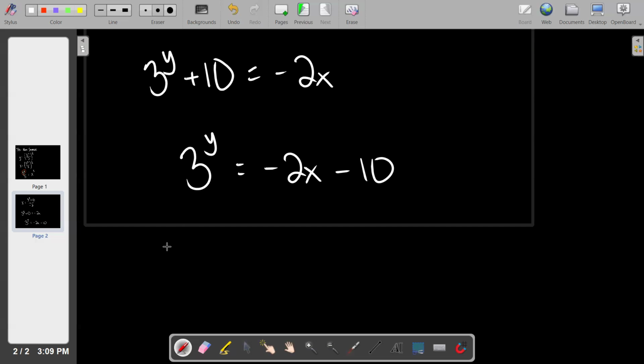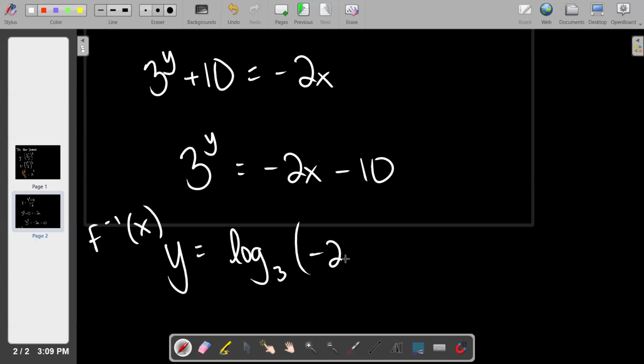So you're just going to go y equals. And again, if we were taking a test, we would more formally probably say f inverse of x, but don't worry about that right now. So just y is fine. So y equals log base 3 of the quantity of -2x minus 10. That was an easy one. I thought that one would have a little more meat on the bone.